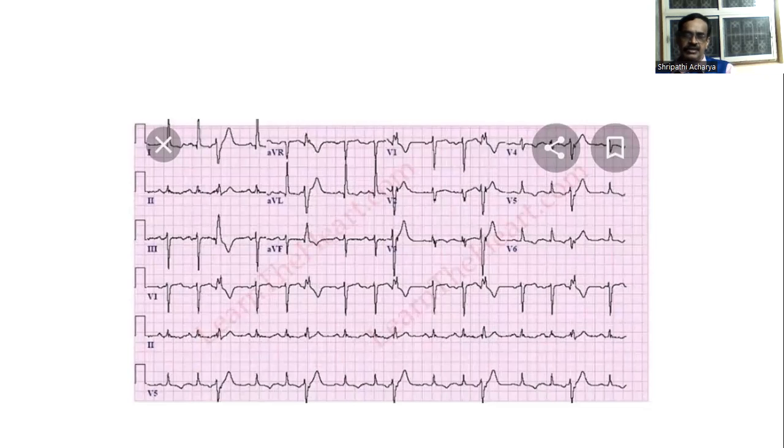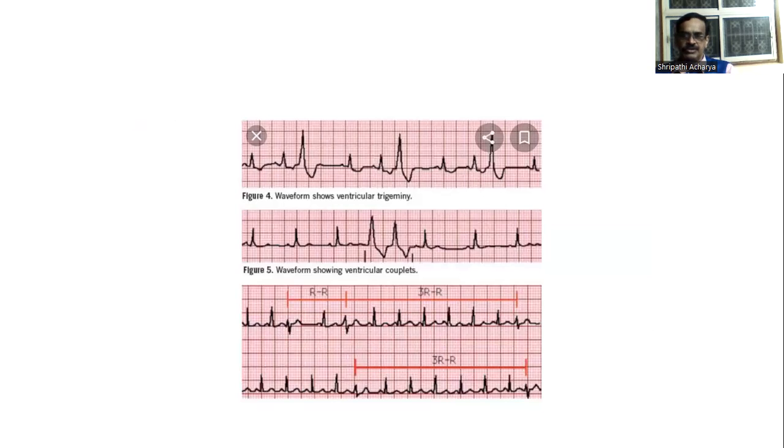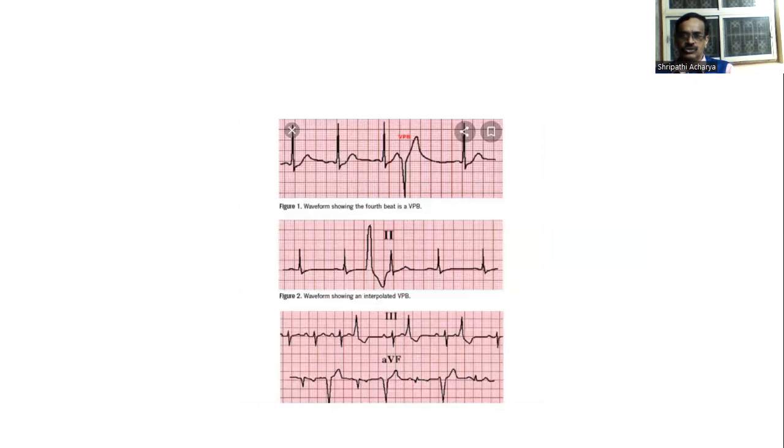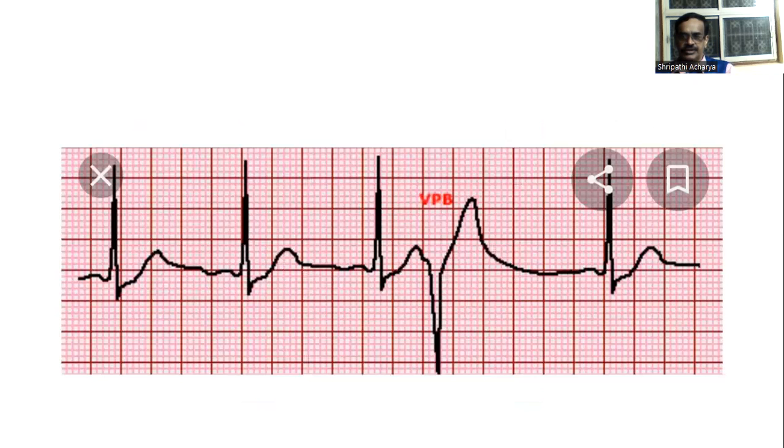The trigeminy. After 2 normal beats, 1 ectopic beat is there, a ventricular premature beat. It's a trigeminy. It's also trigeminy. After 2 normal beats, the third one is a ventricular premature beat. This is also trigeminy. You see, after 3 normal beats, 1 ventricular premature beat. Wide and bizarre premature beat.